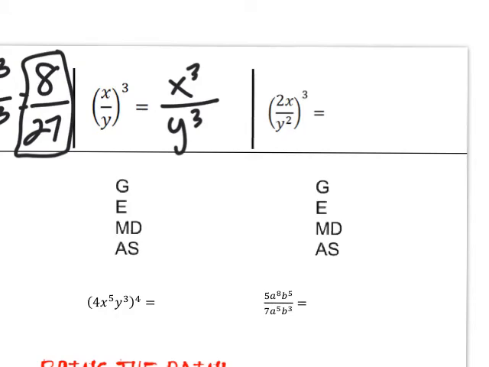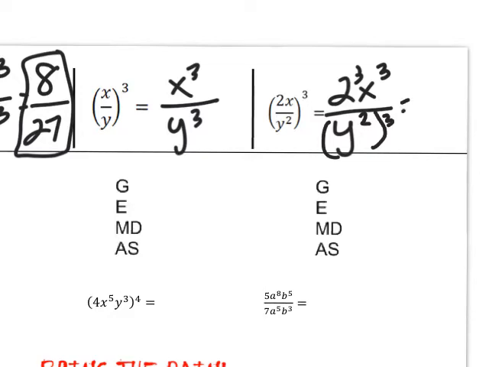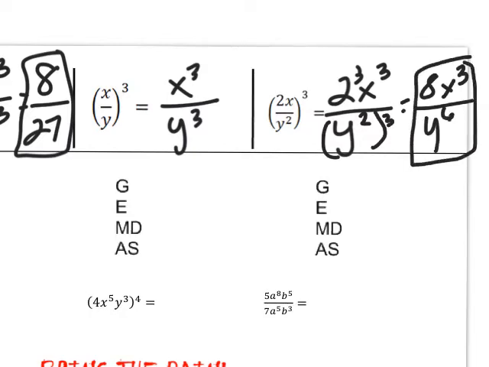Finally, we have 2x to the 3rd, and remember that means that everything in that parentheses is being raised to that power. And then we just know that 2 times 3 here, or you can think of it like this, y squared to the 3rd power, and then simplify. So 2 to the 3rd power is 8, x to the 3rd on top, and then 2 times 3 would be y to the 6th on the bottom.